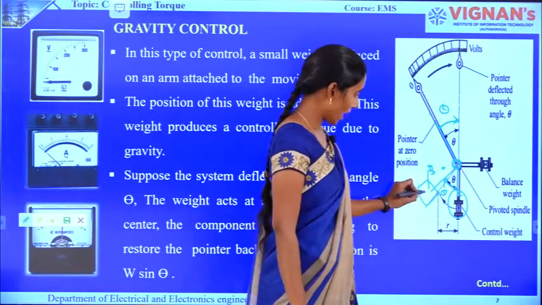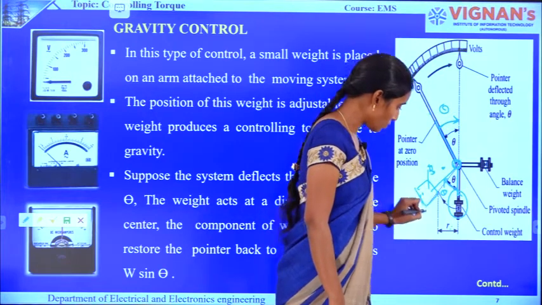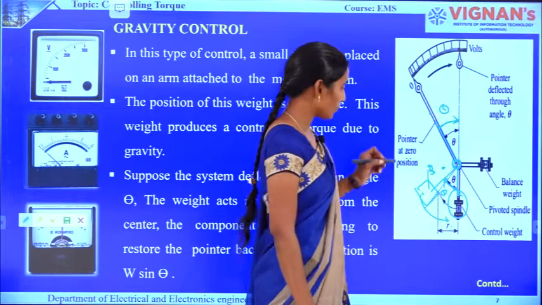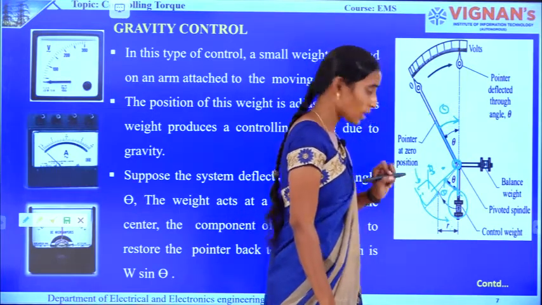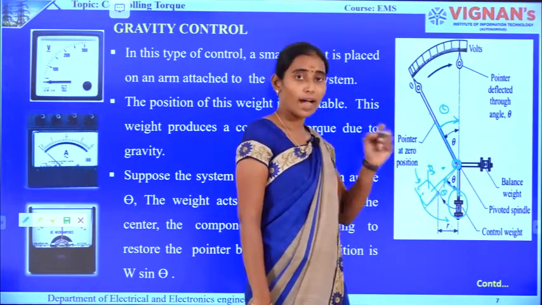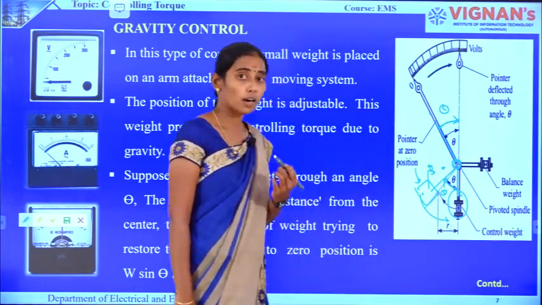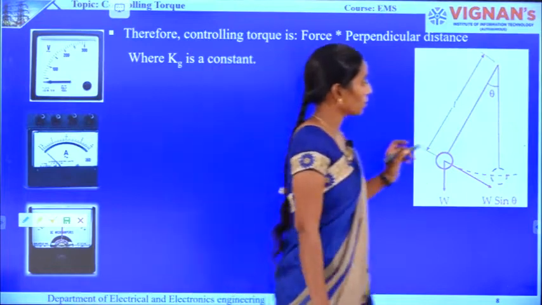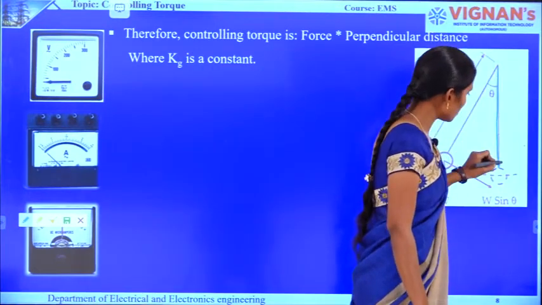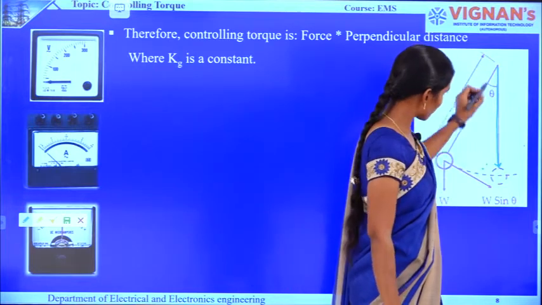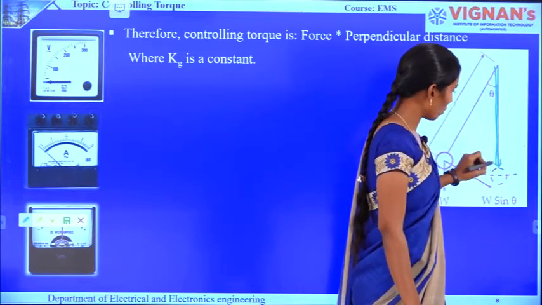Now, because of gravity, this control weight tends to move to its initial position. So the force which is acting on this control weight in order to bring it back to its initial position is nothing but the control torque. You can observe here, this is the initial position of the control weight.